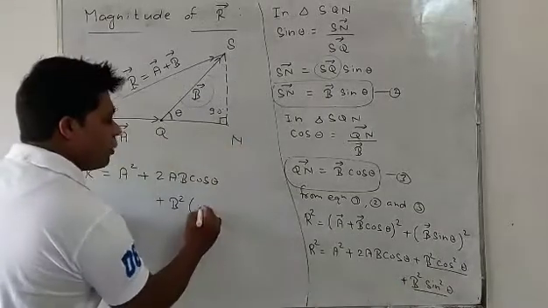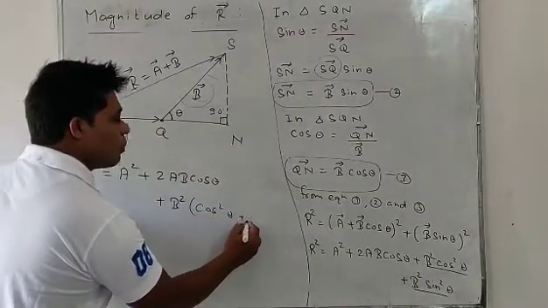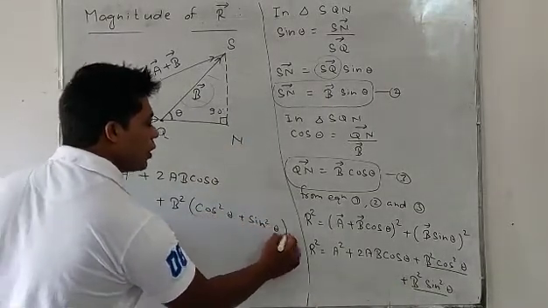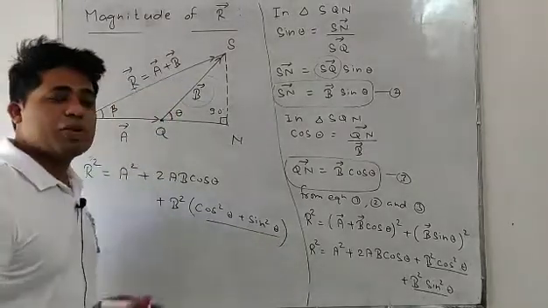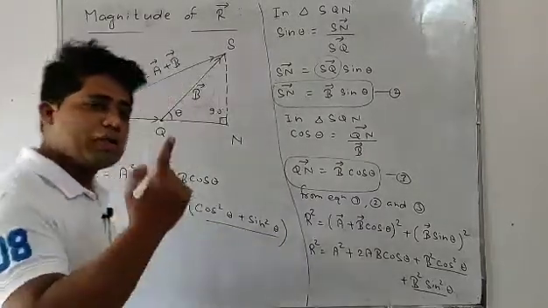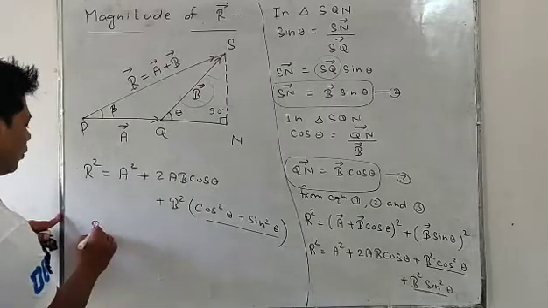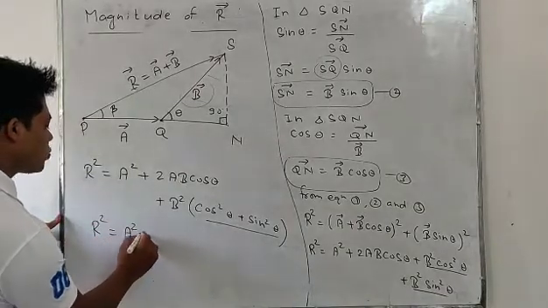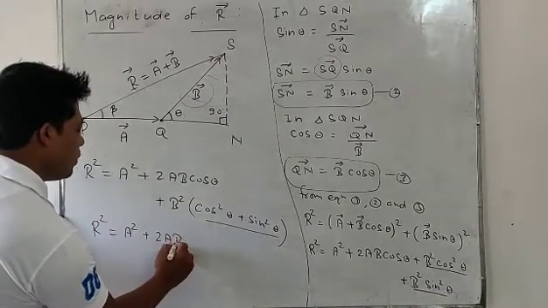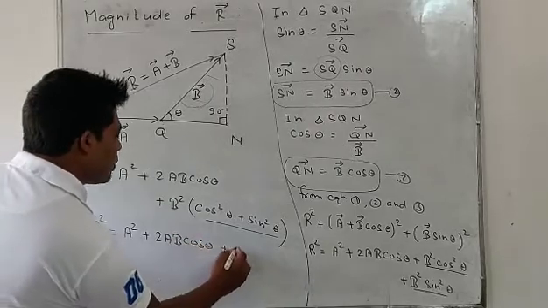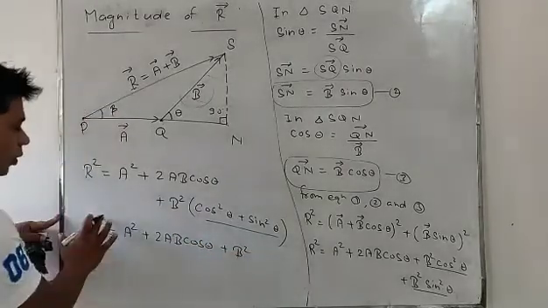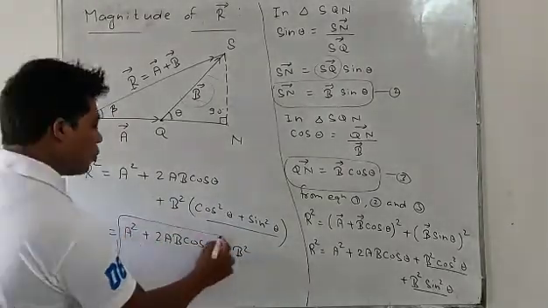And the remaining term is what? Cos square theta plus sin square theta. And you know sin square theta plus cos square theta is what? 1 unit. So finally we will get R square equals A square plus 2AB cos theta plus B square. On removing the square, the root comes.